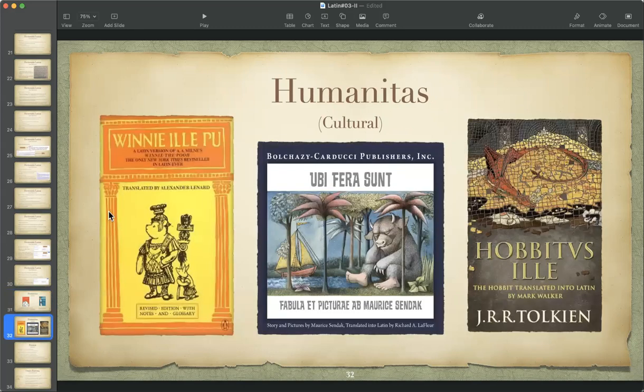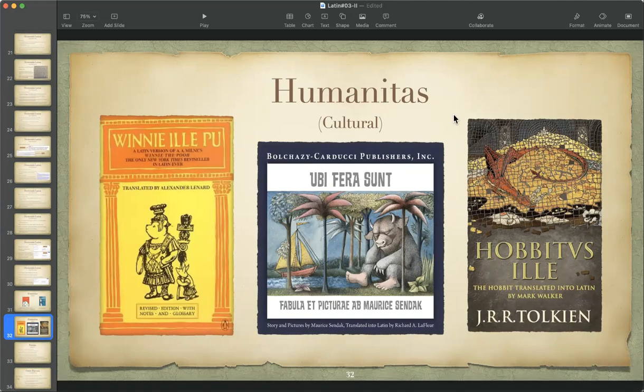And by the way, I own those two. Then there's Winnie the Pooh in Latin. I do not know Where the Wild Things Are. We had an English copy of that from our kids growing up. I really do need to get the Latin version. And of course, The Hobbit.